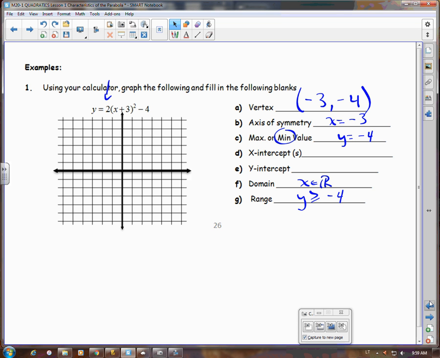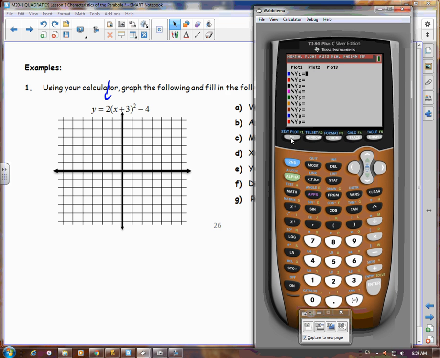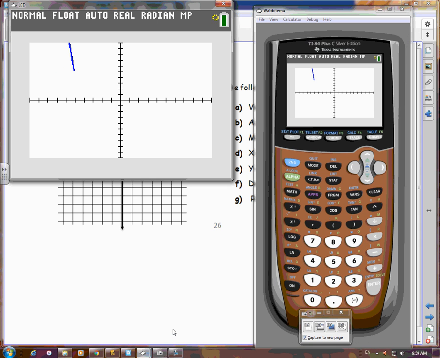So really, without seeing the graph now, and without wanting to do any algebra to find the x and y intercepts, now let's plug and play. So go to the y equals, enter our equation. So our equation is 2, open a bracket, x plus 3, close the bracket, squared, -4. So we know that our vertex is at -3, -4. So the standard window is basically where we should almost always start. So you can go zoom 6 to get the standard window.